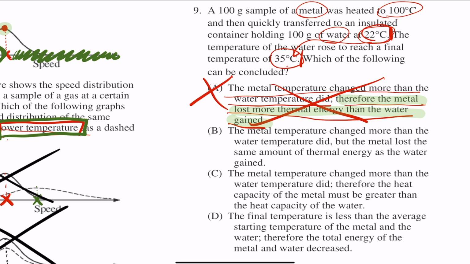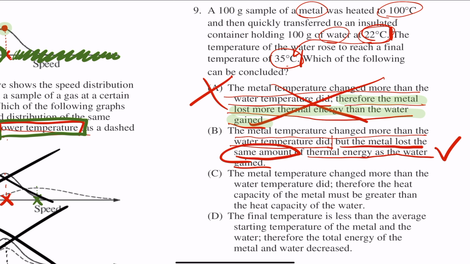Let's look at what B says. The metal temperature changed more than the water temperature did. Once again, I don't know the specific heat, so I don't know if it changed more or less. I'm not quite sure. But the next part says, but the metal lost the same amount of energy as the water gained. That's absolutely correct. The second part is absolutely correct. So I'm just going to hold on to B, and then I'm going to keep reading C and D.